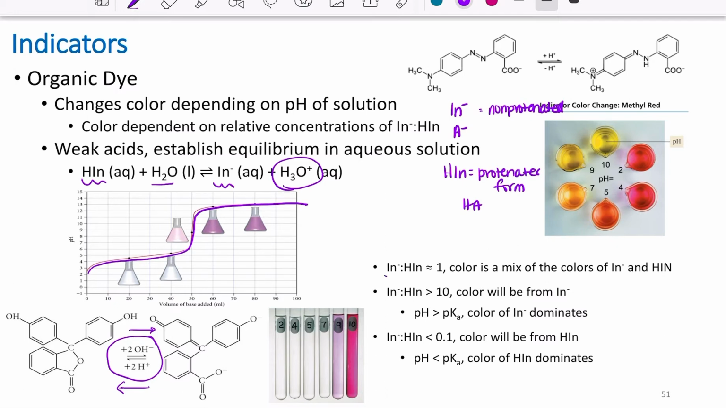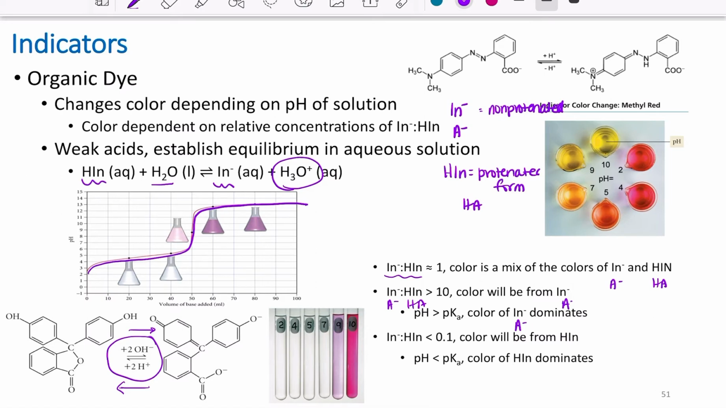So for the example here, when the protonated and non-protonated equivalencies are about 1, when they're about a 1-to-1 mole ratio, the color is a mix of the original colors of the non-protonated and the protonated versions of the indicator. When the mole ratio of the non-protonated to protonated versions of the indicator is greater than 10, the color will be from the non-protonated form. When pH is greater than pKa, the color of the non-protonated form dominates.